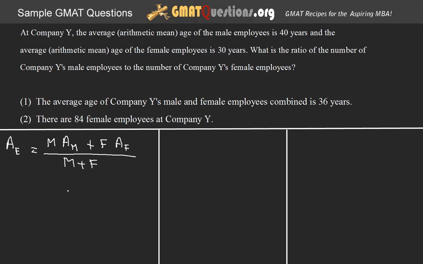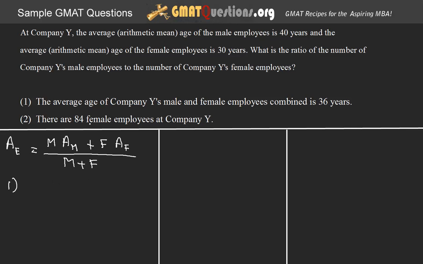I don't really have time to write all of this, but know that AE is the weighted average, or the combined average. M is the number of male employees, a weight. AM is an average. AF is an average. M plus F is the sum of the weights. That is how you deal with weighted average questions. If not, open a book and see the formula for a weighted average. That's how it's written.